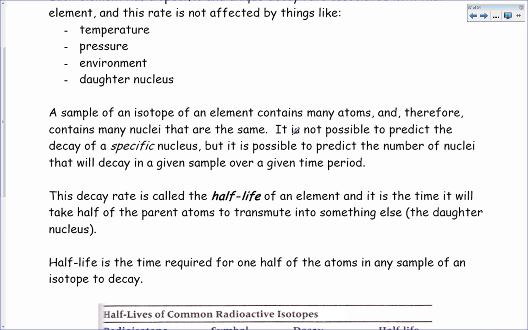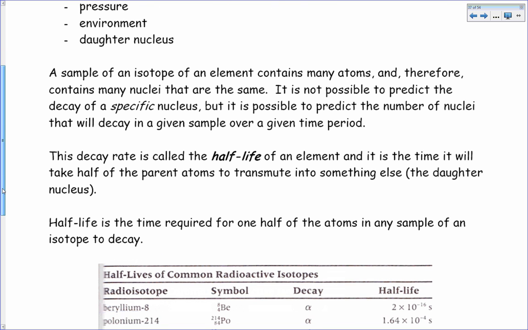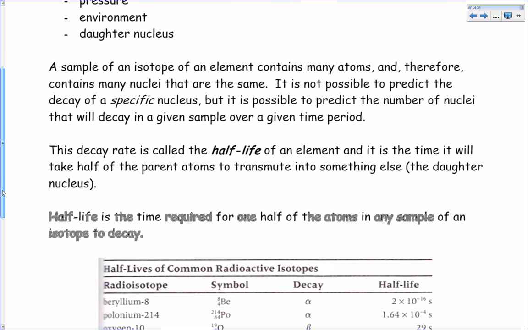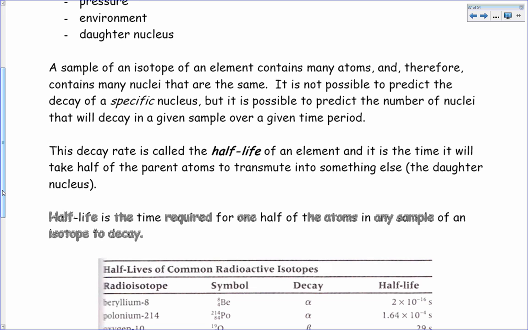And that decay rate, the rate that something decays at, is called half-life. Those of you that have taken the logarithms unit in Math 30 have dealt a little bit with half-lives. We don't have to do logs in Physics 30, though, we just do simple decay rates. So half-life is the time it takes half of the parent atoms to transmute into something else, which is then the daughter atoms, the daughter nucleus. Another way of saying it, half-life is the time required for 1/2 of the atoms in any sample of an isotope to decay.